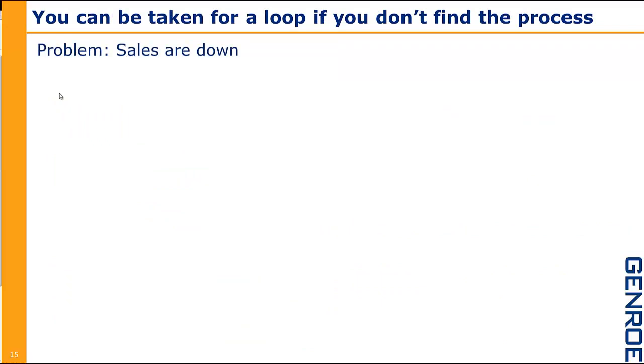So when we do this, if we're not really careful, we can be taken for a loop and end up in the wrong place and not really get to the bottom of the problem. So let's have a look at another potential issue. Let's say that we're doing a 5 whys analysis in our business and we identify that sales are down. Sales are down for the quarter.